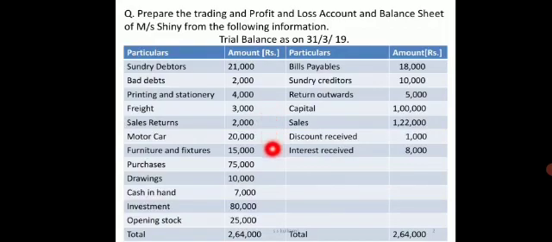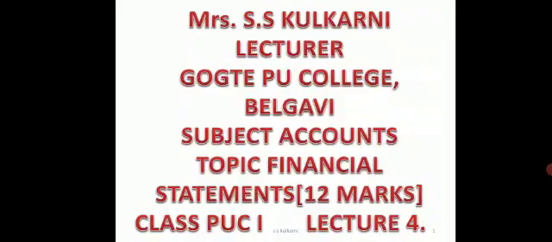car 2,000, furniture and fixtures 15,000, purchases 75,000, drawings 10,000, cash in hand 7,000, investments 80,000, opening stock is 25,000. We also have on the liabilities and incomes, bills payable 18, sundry creditors 10,000, returns outward 5,000, capital is 1 lakh, sales 1 lakh 22, discount received 1,000 and interest received is 8,000. So this is the trial balance.